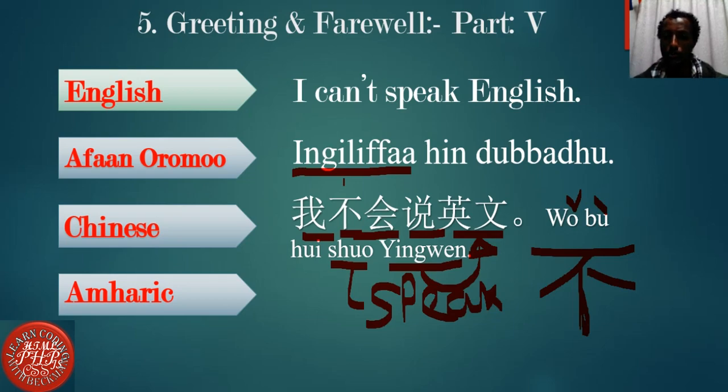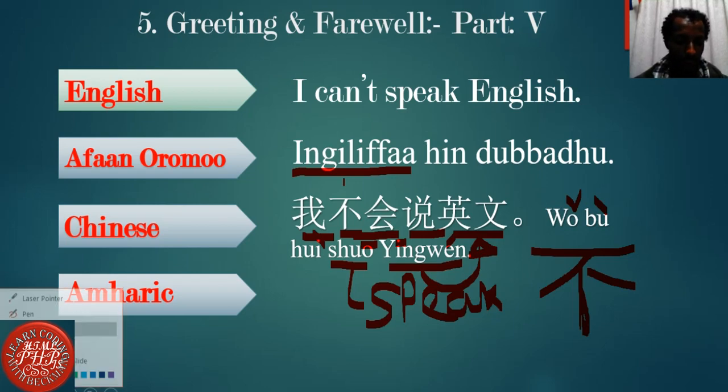我不会说英文. The tone on yīng is the first tone, on wén is the second tone, shuō is the first tone, and huì is the fourth tone. 我不会说英文.